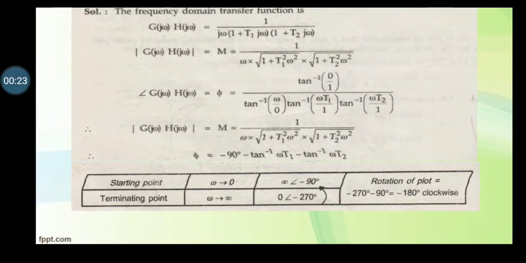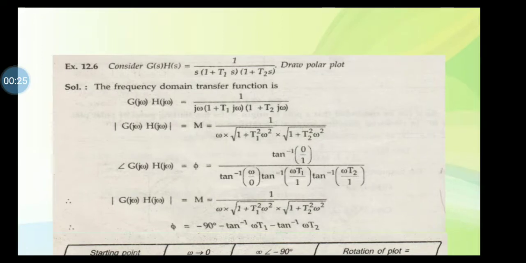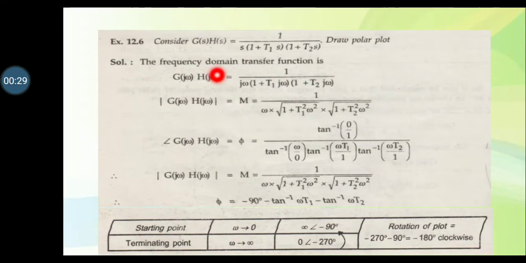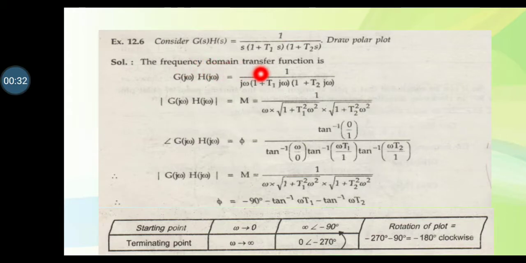So first substitute s = jω. So this will become G(jω)H(jω) = 1 / [jω(1 + T1 jω)(1 + T2 jω)]. So find the magnitude. The magnitude of G(jω)H(jω) is M = 1 / [ω √(1 + T1²ω²) √(1 + T2²ω²)].